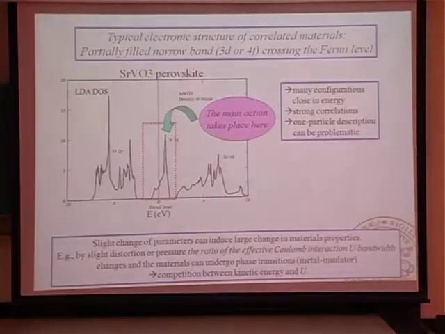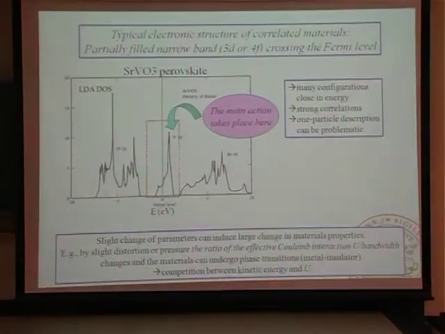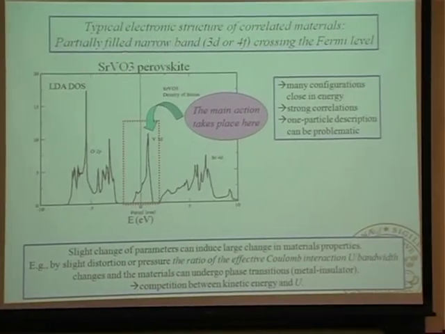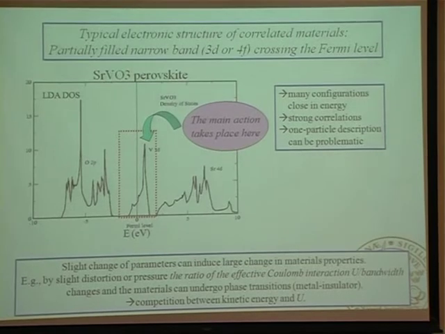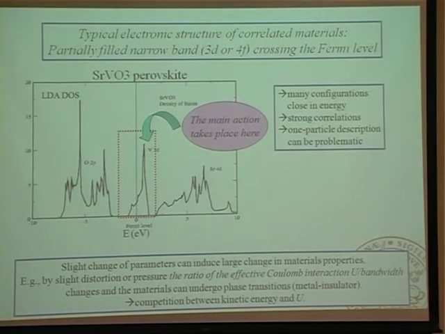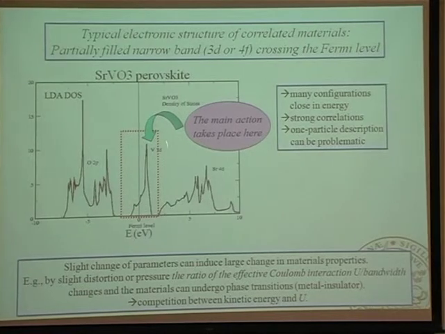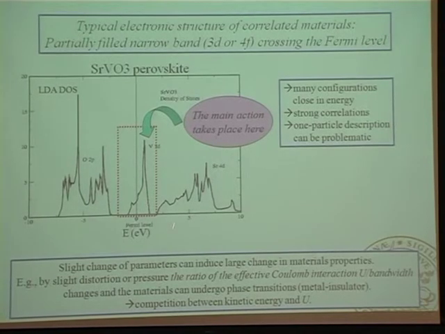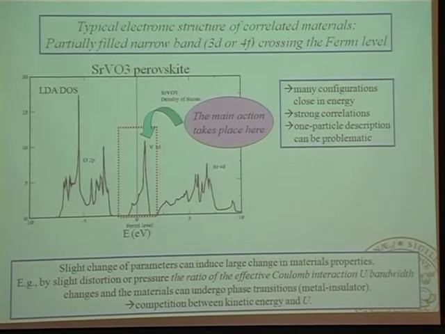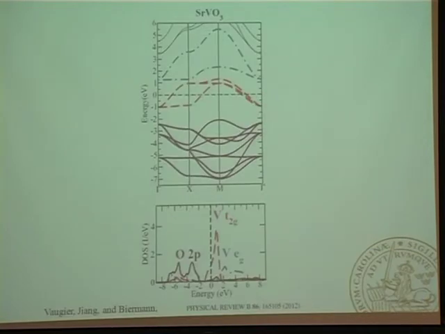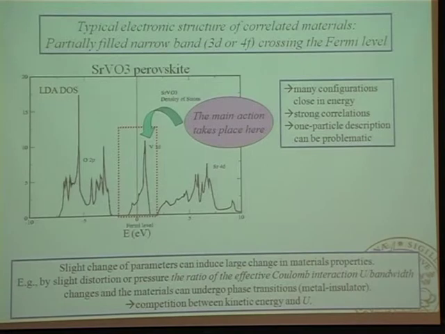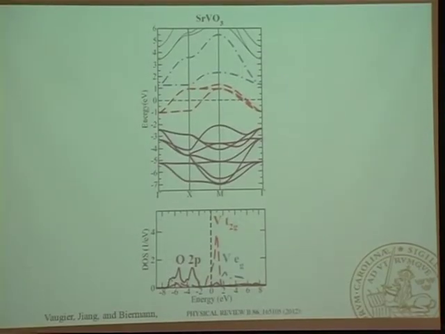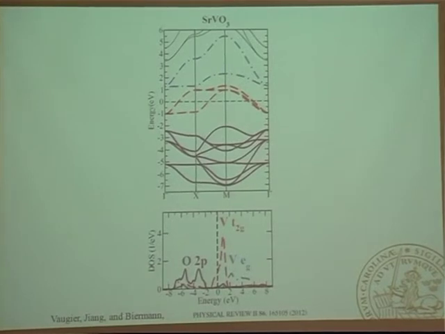So I would like to show now some real calculations, how it works. Again, I come back to this prototype transition metal perovskite, strontium vanadate, and I would like to calculate the U for this t2g band from the vanadium. So this is how the density of states looks, and this is how the band structure looks. I take it from this paper by Vaugier, Jiang, and Biermann, sitting there at the back.